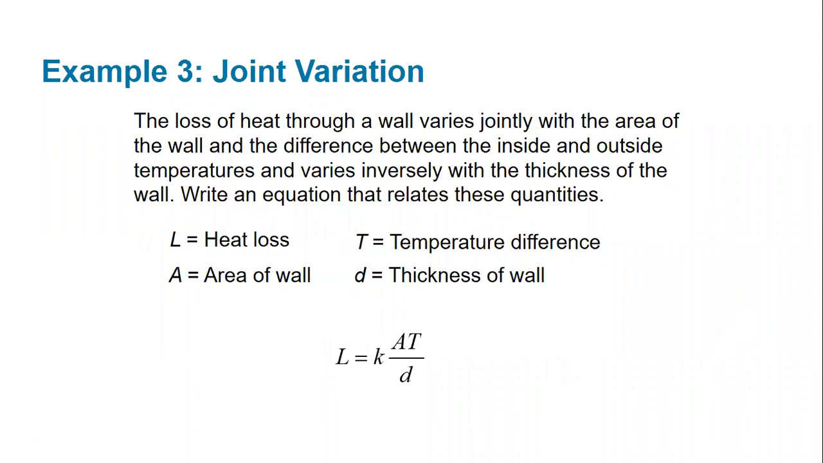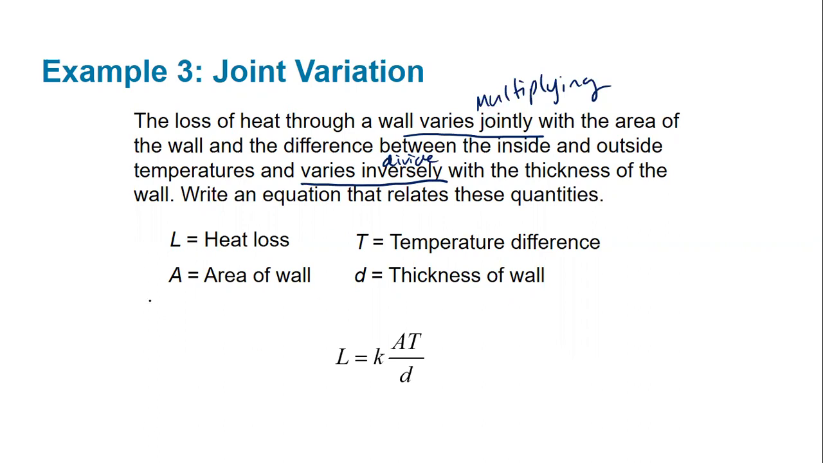All right, so let's talk about it. It says the loss of heat through a wall varies jointly with the area of the wall and the difference between the inside and outside temperatures. The takeaway here is I just didn't put K. We knew it varies jointly, which tells us that we are multiplying. But the other one says divide. The difference between the inside and outside temperatures varies inversely. And inversely means divide.